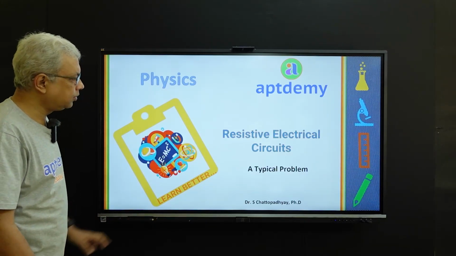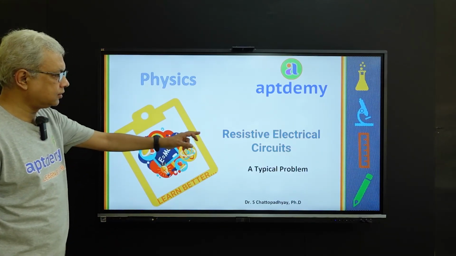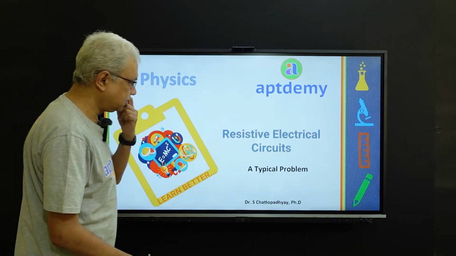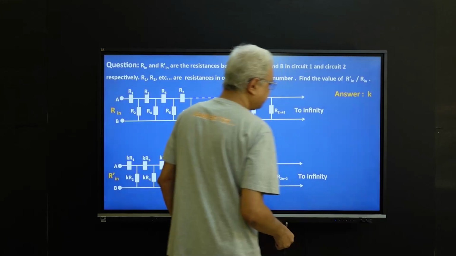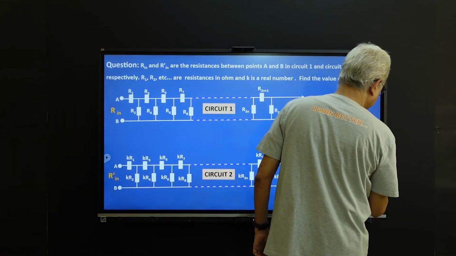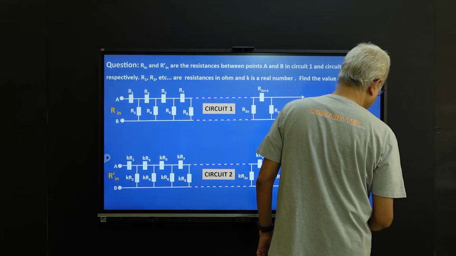Today we will consider a typical problem from electricity, resistive electrical circuits. Let us see the statement of the problem. See the statement of the problem carefully.